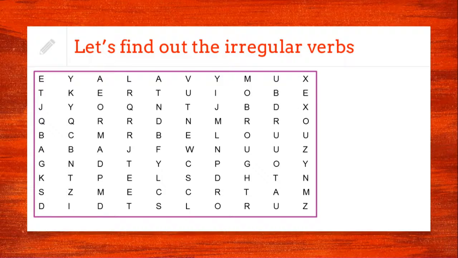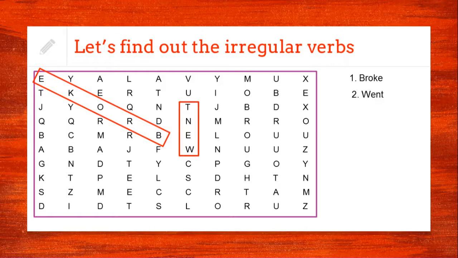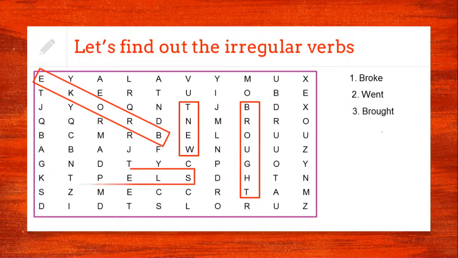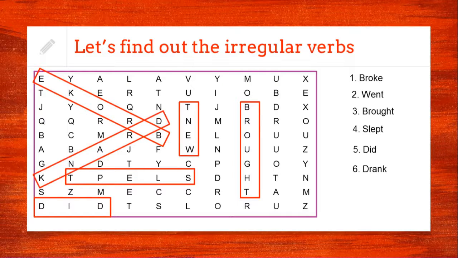Okay, now let's check the answer. The first one is brought. The second one is went. The third one is brought. The next one is slept. The next one is did. And the last one is drank.